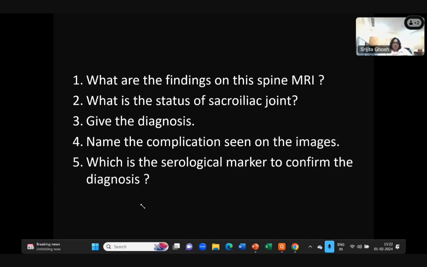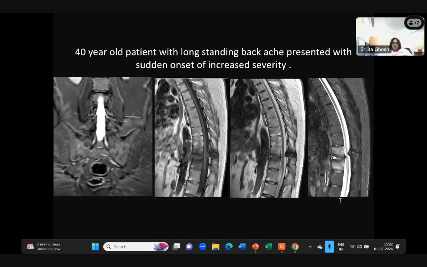What are the main findings on MRI? Complete. What is the name of the complication that you're seeing in the image? What is the name of the complication? Okay, sclerotic fracture.